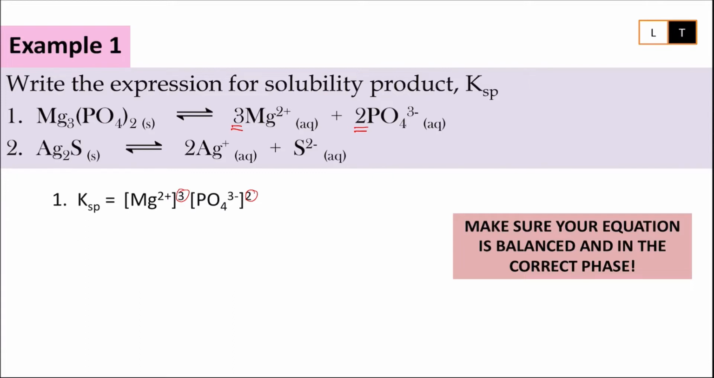Next question 2, KSP equals to produk kita adalah Ag+ dan kita ada koefisien 2 plus dengan S2-, so dia akan darab dengan S2-, koefisien dia hanya 1. So this is how you write the KSP expression, iaitu solubility product.